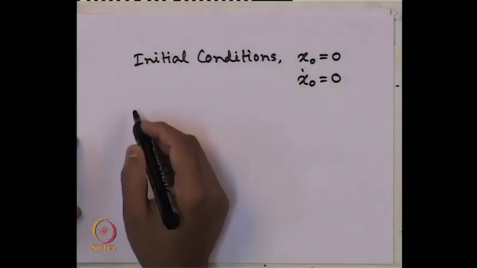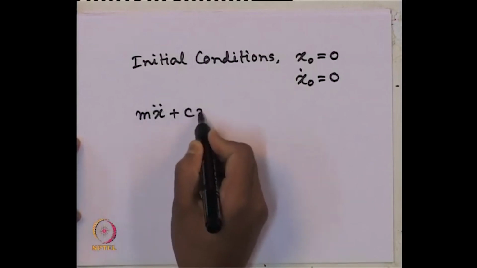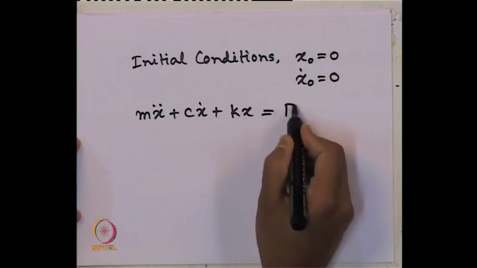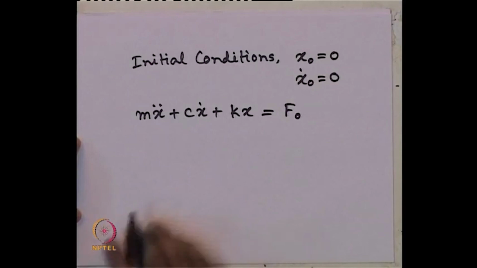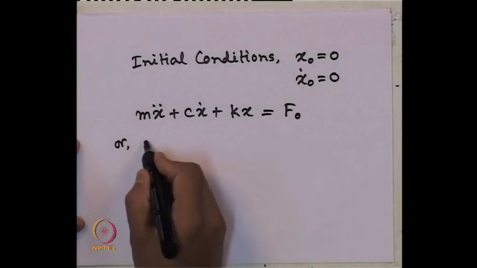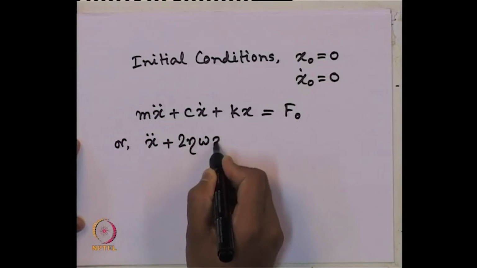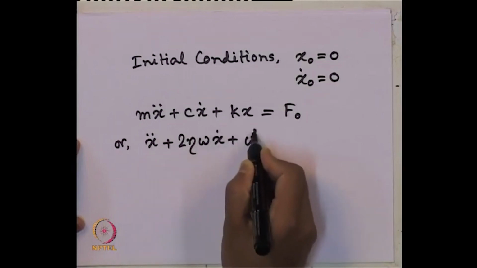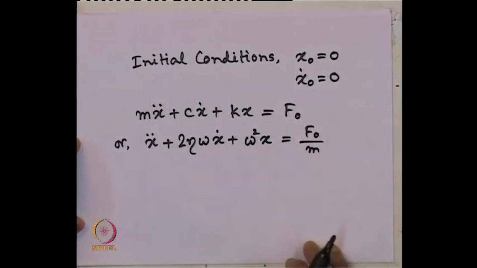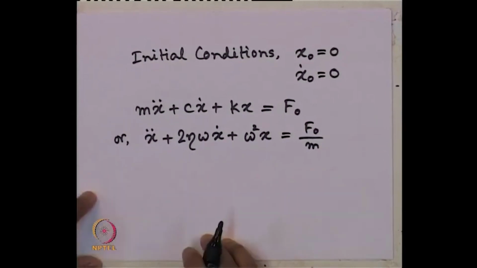And the equation of motion will now change to m x double dot plus c x dot plus k x equals F naught. Simple equation, which we can simplify now as x double dot plus 2 eta omega x dot plus omega square x equals F naught by m. We have divided both the sides by m. Now, we have to solve this equation.